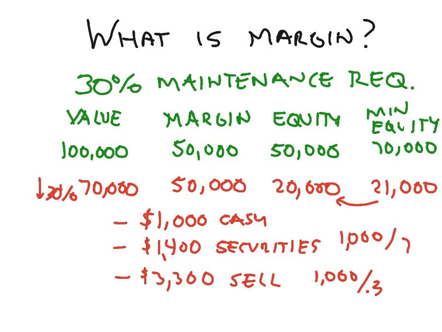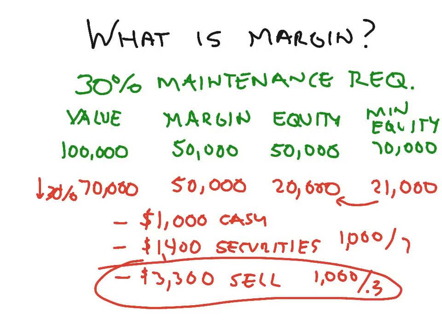So this is the real risk of margin. If you don't have the $1,000 cash, or if you don't have more securities to add to the portfolio, you'd be forced to sell $3,300 worth of securities, and guess when you're selling? Well, you're selling when the portfolio is down. So that's what margin is, and those are some of the dangers of margin.